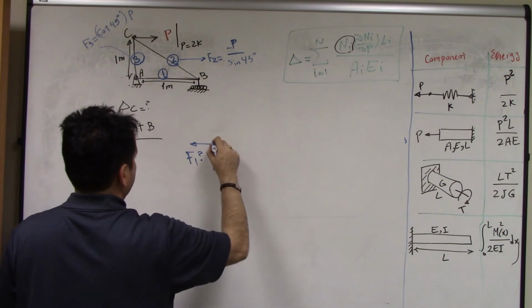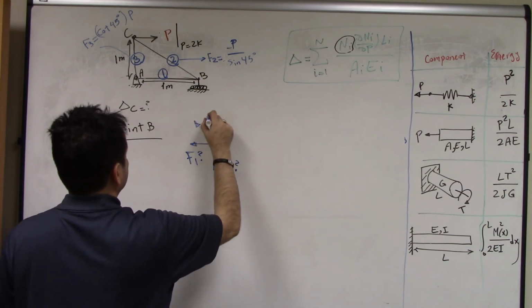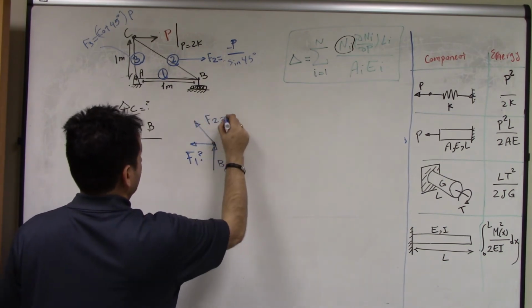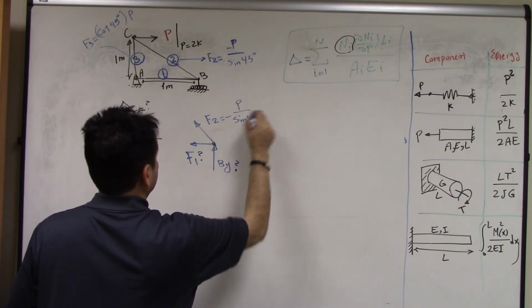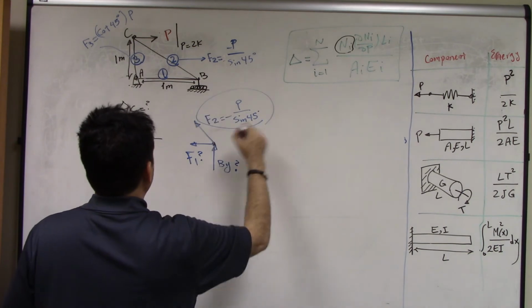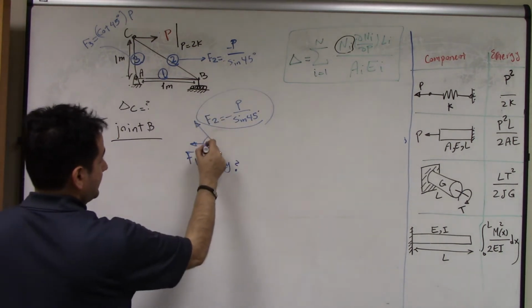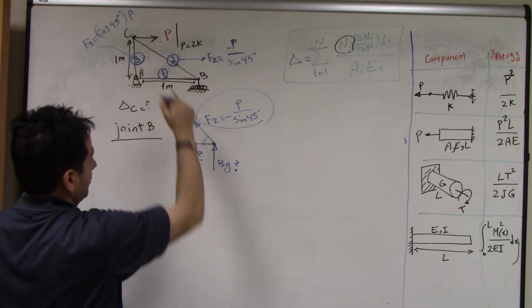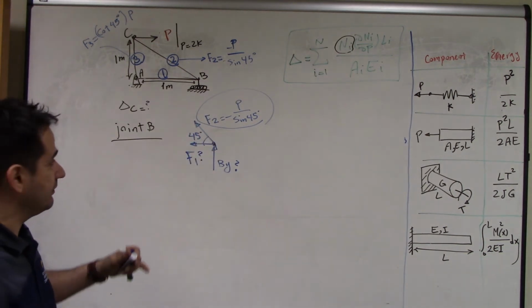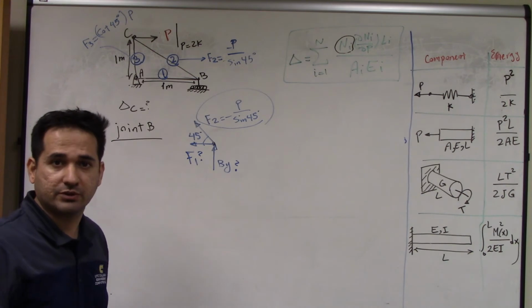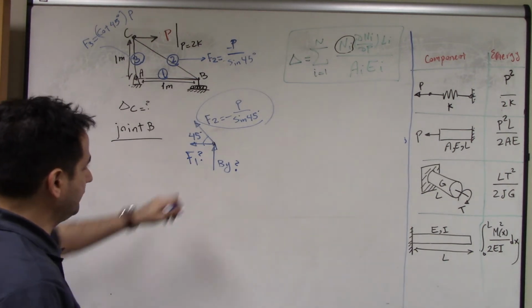But you have a F2 is equal to negative P over sine 45 degree. And we know it. And this angle is 45 because this is 1, this 1. This angle is 45 degree. So how many unknowns do I have? 1, 2. How many equations? 2. So I should be able to solve for F1.